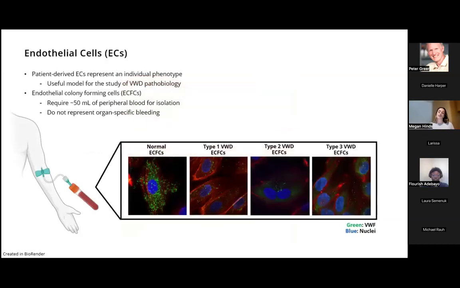So importantly, patient-derived endothelial cells provide a window into individual phenotypes when studied in vitro. Endothelial colony-forming cells, or ECFCs, for example, are isolated from peripheral blood and have been used by our group and others in the study of VWD pathobiology. However, this type of isolation requires about 50 milliliters of peripheral blood, which isn't ideal for patients already experiencing iron deficiency or anemia. And in addition, the cells may not necessarily represent a specific vascular bed or accurately represent organ-specific bleeding.